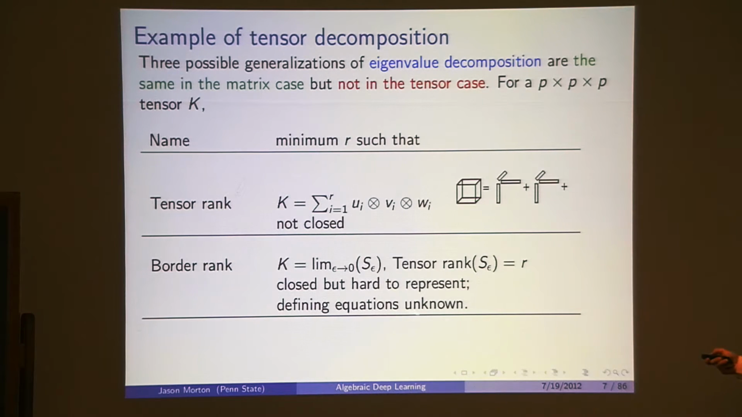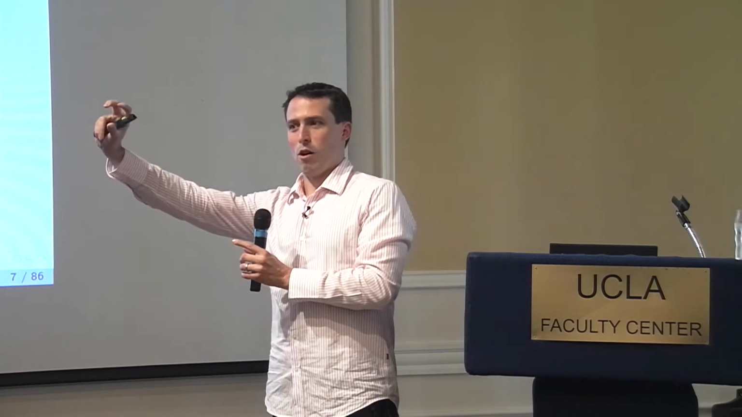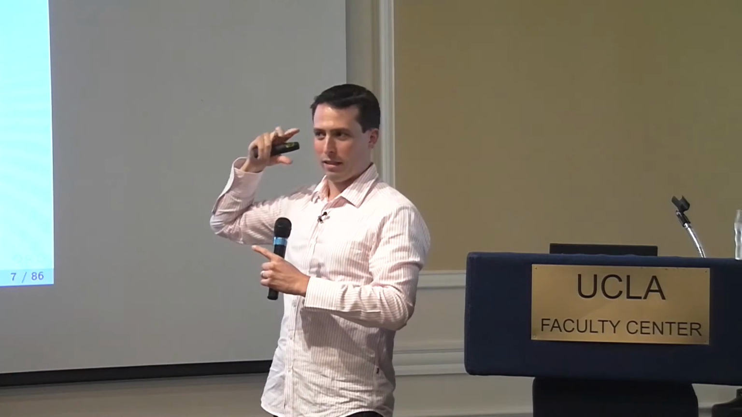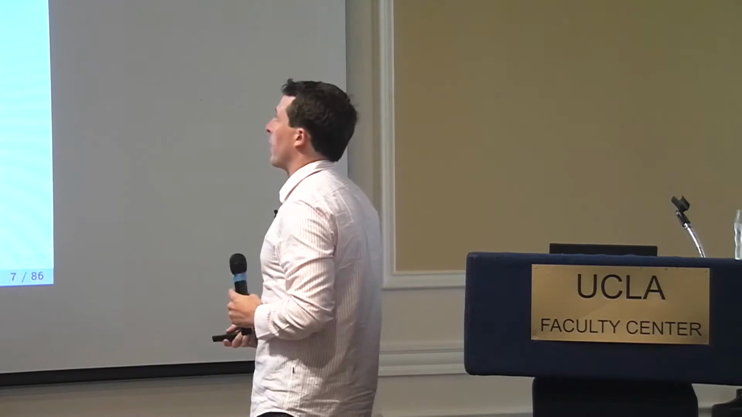I can take the limit of that thing, so I can close this set. That's closed, but it's hard to represent, and we don't really know that much about it. Another example of something where we know more is the multilinear rank, which is to say, I think about the eigenvalue decomposition instead of as a matrix that's long and skinny acting on a small matrix to make a big matrix. I do that in the tensor case. I have a bunch of long, skinny things that act on the small thing, and that's something we understand better.